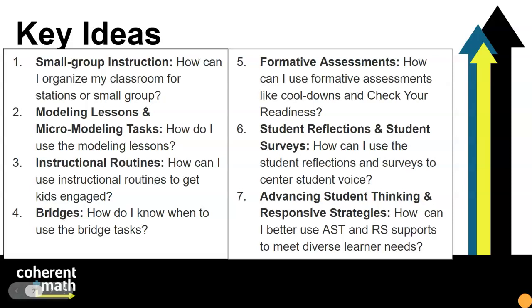The problems of practice we took a look at were small group instruction, the modeling lessons and micro-modeling tasks, the instructional routines, the bridges, formative assessments, student reflections and student surveys, advancing student thinking, and responsive strategy. As you move into the school year, think about how you can use these appropriately in the classroom to best meet the needs of your students, and how can you use each individual part to provide the best instruction for your students.